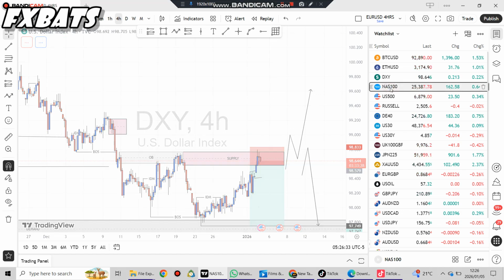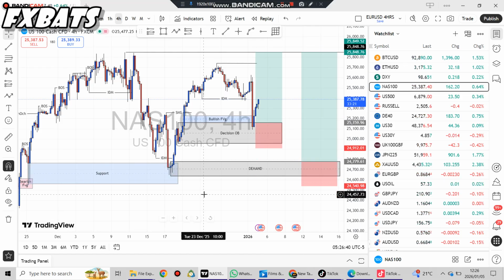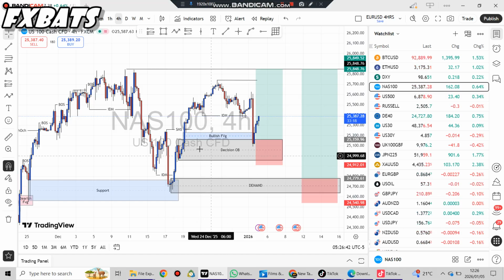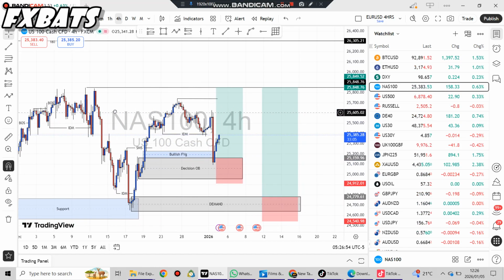So Nasdaq, I wanted to look at it briefly. We can see Nasdaq is reacting off of the decision order block. We're aiming for this area of 25,852 to be taken out. I think this is the area I'm eyeing.